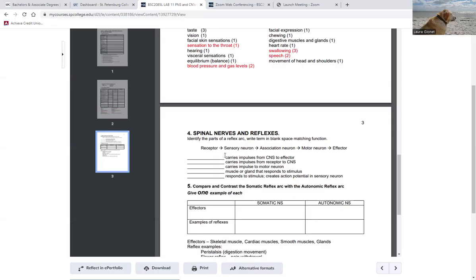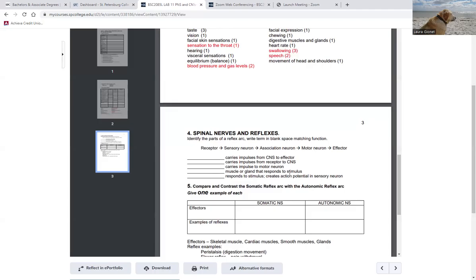All right, so let's start with carries impulse from the CNS to the effector. So go here and go, well, what connects to the effector? It would be the motor neuron. So the motor neuron carries impulses away from the central nervous system to the effector. All right, carries impulse from the receptor to the CNS. So go, okay, well, what's after receptor? That's sensory neuron. So sensory neuron would go in the second space. Carries impulse to the motor neuron. All right, so you go, okay, well, what connects to the motor neuron? Right, that would be the association or interneuron.